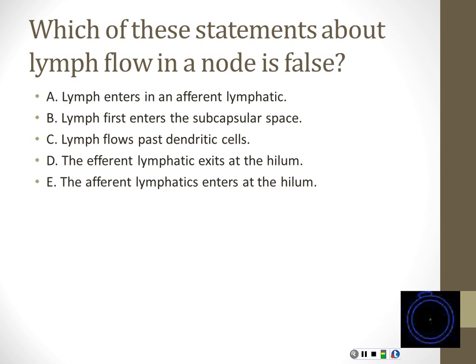So if we look at these, lymph enters in an afferent lymphatic. So that's a lymphatic going in. Okay, that makes sense. Yes, it enters the subcapsular space first, because that's what that picture showed. Does flow past the dendritic cells that make up that cell mass. And then, so it's D or E. Well, efferent is leaving, so it's D. The efferent lymphatics exit at the hilum. Okay. All right.